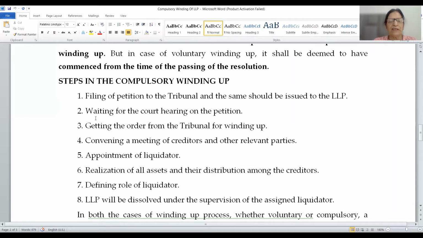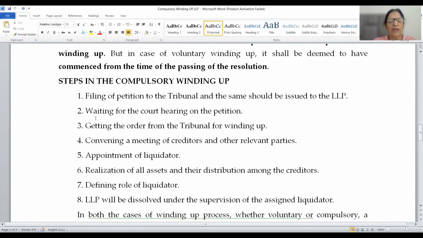Appointment of liquidator. So the liquidator has to be appointed from the panel which is maintained by the central government. Realization of all assets and their distribution among the creditors. Now, the liquidator's main function is that when the order is placed, all the assets have to be realized. The business activities will stop. All the assets have to be realized in the market, and the amount has to be distributed among the creditors.